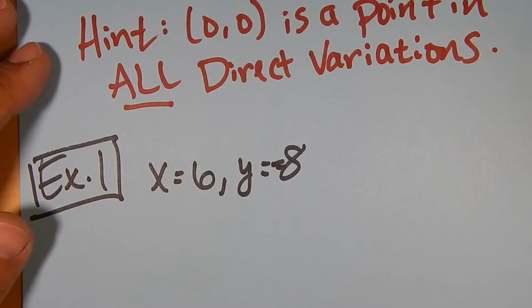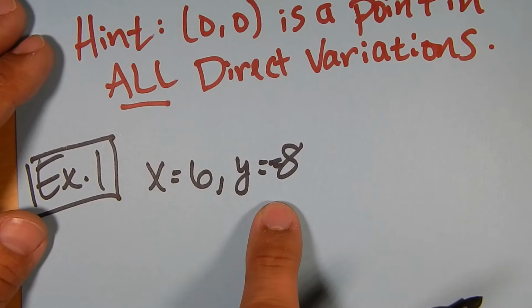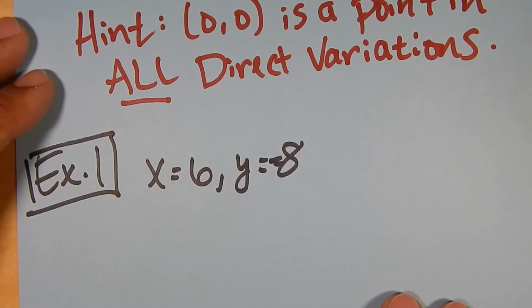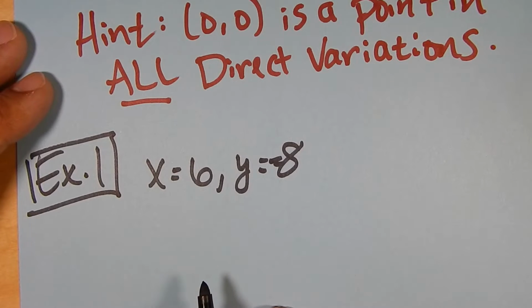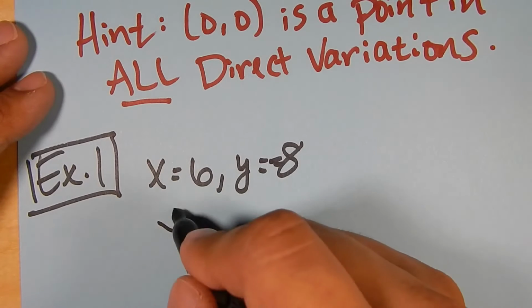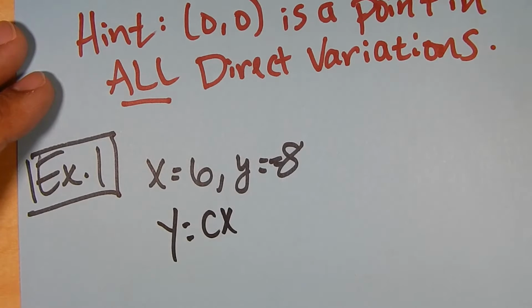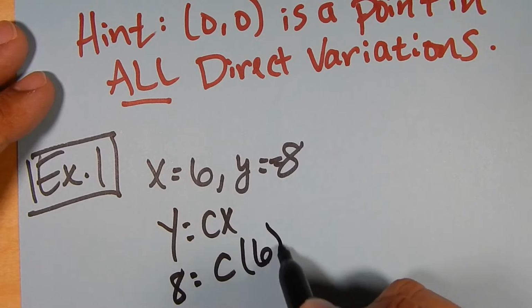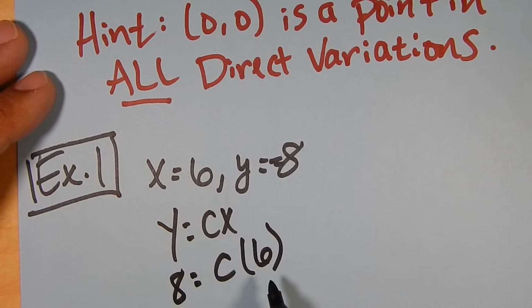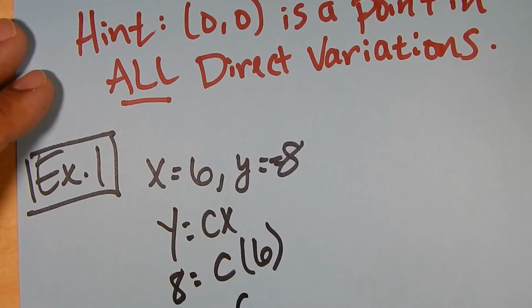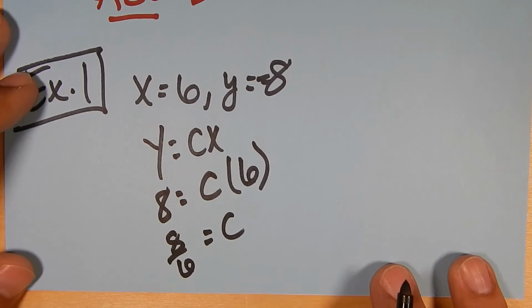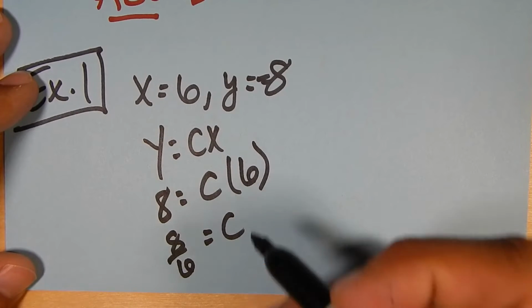So let's look at how we approach these problems, because they tend to be somewhat confusing. Let's say we have something where x equals 6 and y equals 8, and we know it's a direct variation. So how do we approach that? We have this form, y equals cx. So let's do some substituting and see what we end up with here. So 8 equals c times 6. So what does c have to be? Well, c is going to be the quotient of these two. So 8 divided by 6 is c.